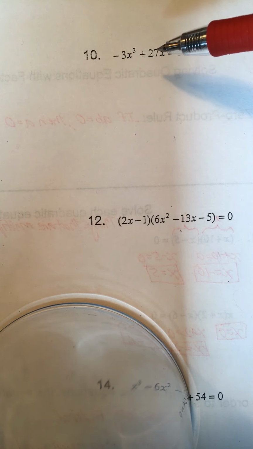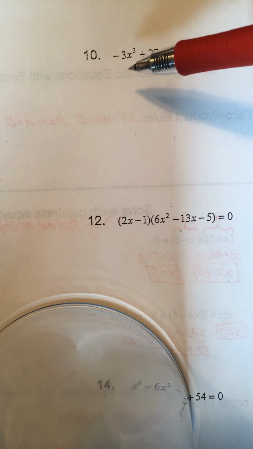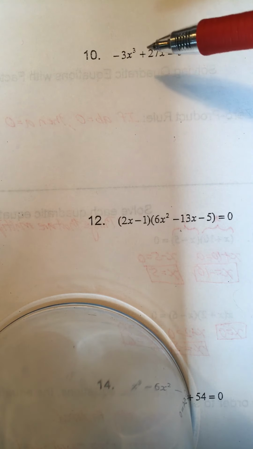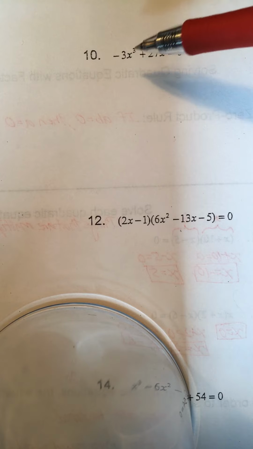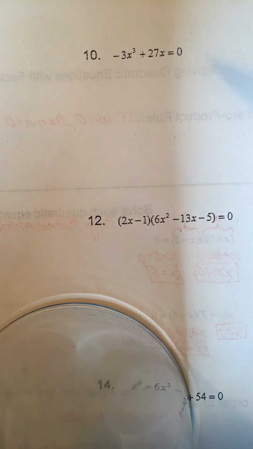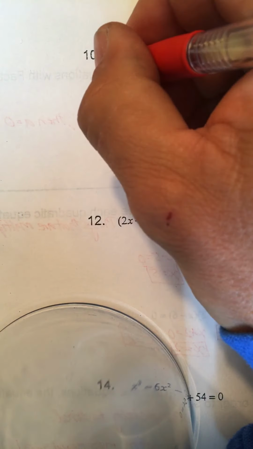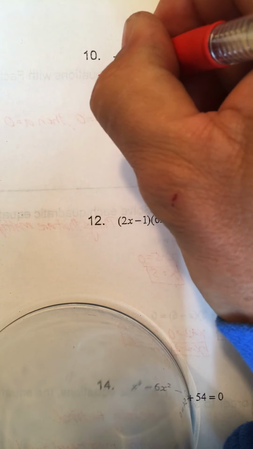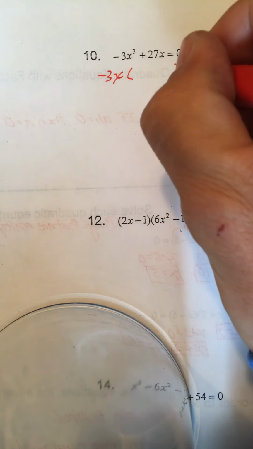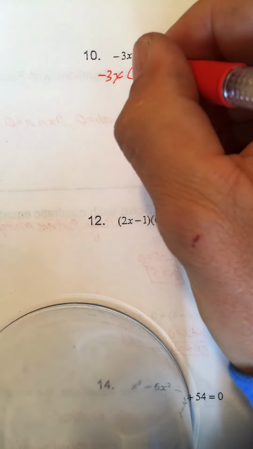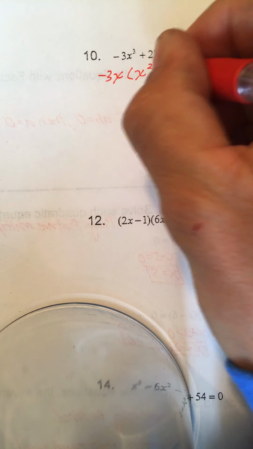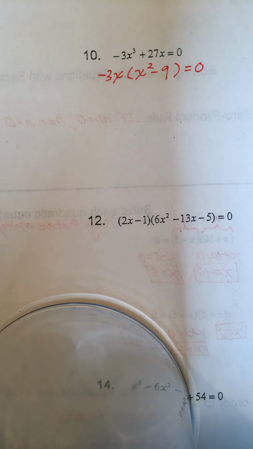Because when I look at this guy, I see that the leading coefficient's negative, and I can see that there is going to be a GCF between these 2 terms. So I'm going to take out a negative 3x, and what's left in the house is going to be x squared minus 9.